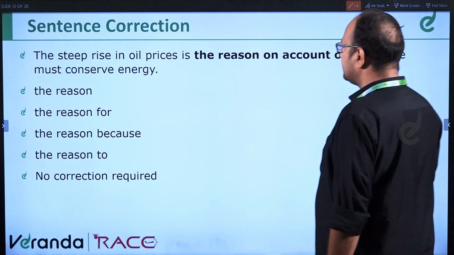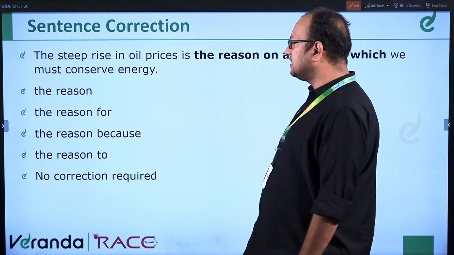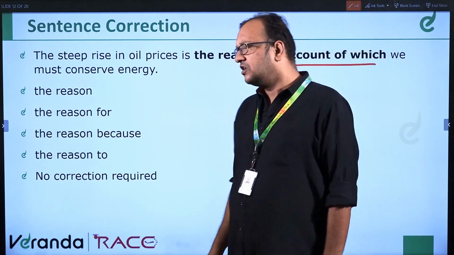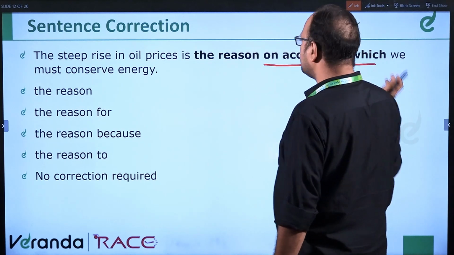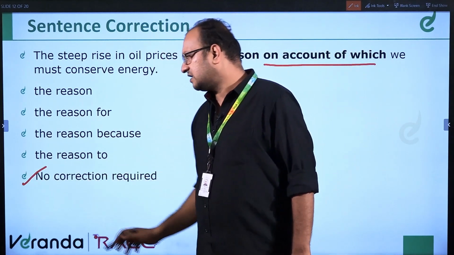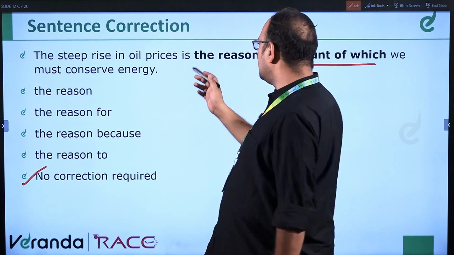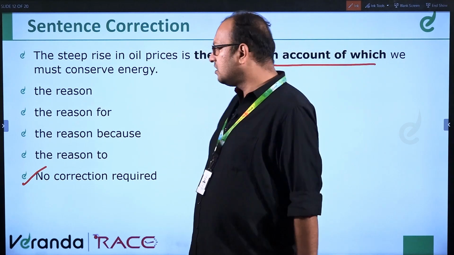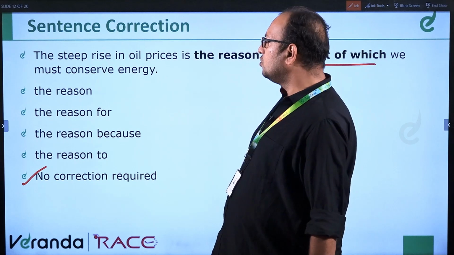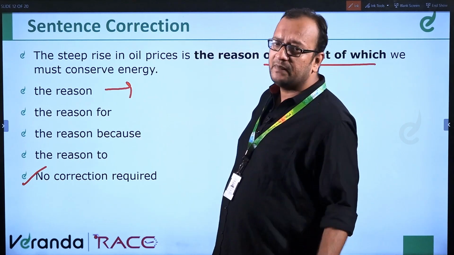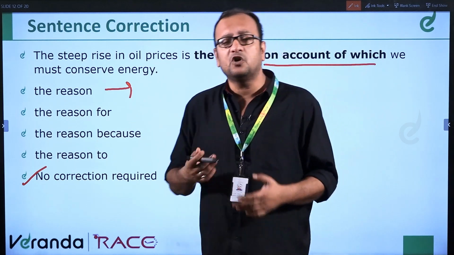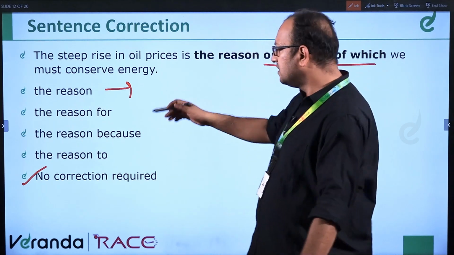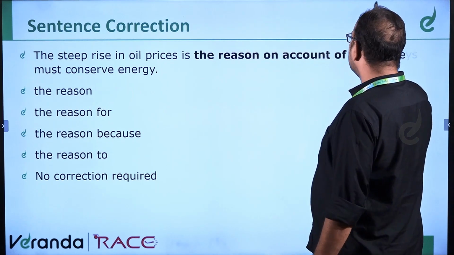The steep rise in oil prices is the reason on account of which we must conserve energy. On account of which? On account of means because of. So it becomes is the reason because of which we must conserve energy. So there is no correction required. Other options are absurd. You see, the reason for prices is the reason we must conserve energy, is the reason for, the reason because, the reason to. This is a probable answer maybe, but we have a better option like on account of which means because of which we must conserve energy. That's the correct answer. Clear? So no correction required. On account of which means because of which.